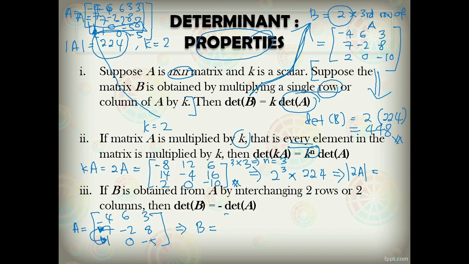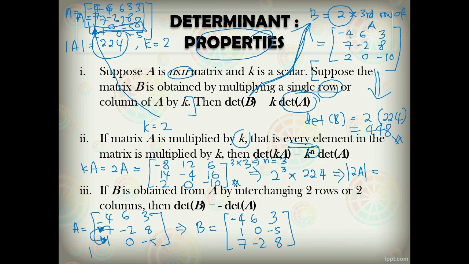Okay, so matrix B: the first row will remain. Now, the second row will become the third row. So, 7, minus 2, 8. And the third row will go up to the second row. So, 1, 0, minus 5.